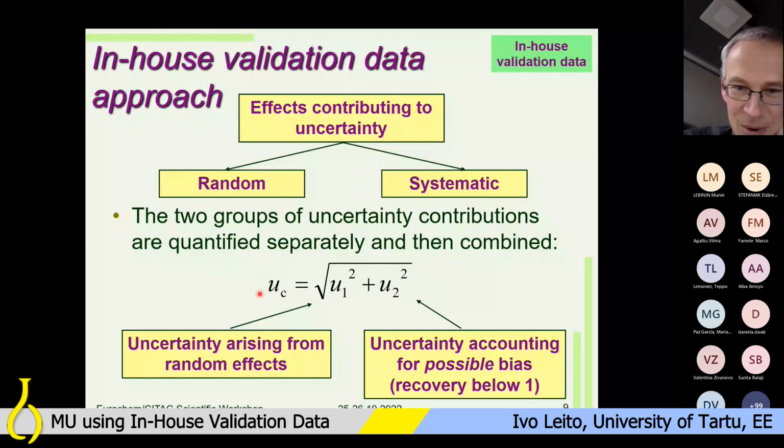And so the overall calculation of the combined standard uncertainty looks something like this, whereby this uncertainty component takes care of the random effects, and this one the systematic effects, or as sometimes we could say, for possible bias or for the possibility that recovery is below 1, or that occasionally for some reasons it might also be above 1. So these are the components that are quantified here.